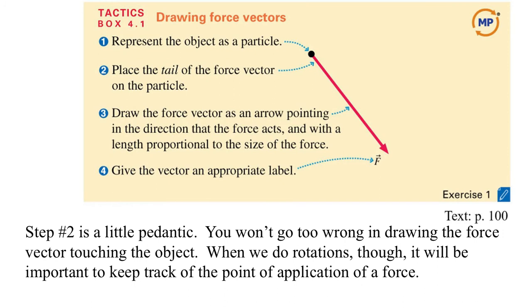If you're going to draw a force vector, you'll represent the object as a particle, place the tail of the force vector on the particle, and draw the force vector as an arrow pointing in the direction the force acts, with a length proportional to the size of the force. Again, here it's just a vector, so its length is proportional to its magnitude. But start at the object and push away, and then, of course, give it some sort of label.